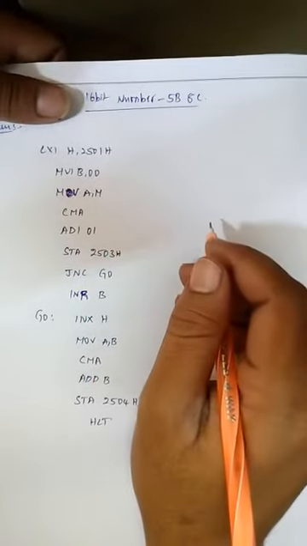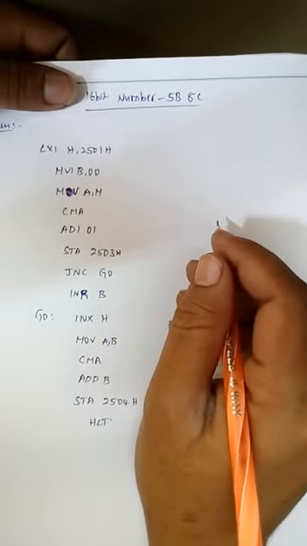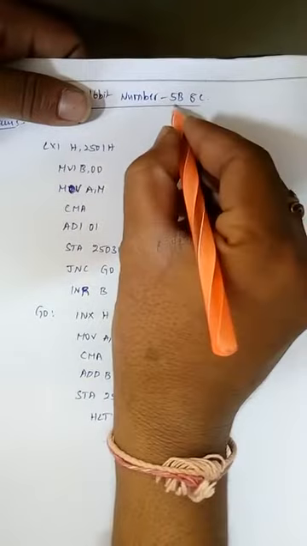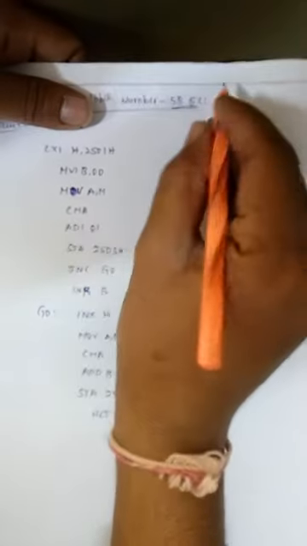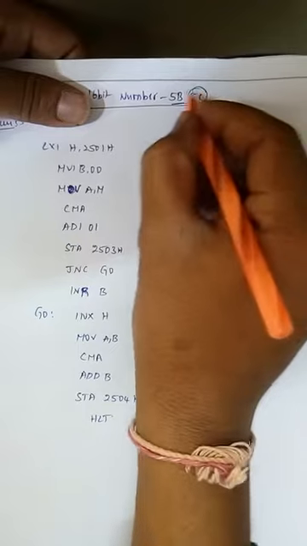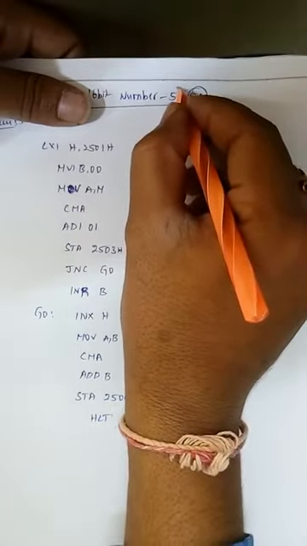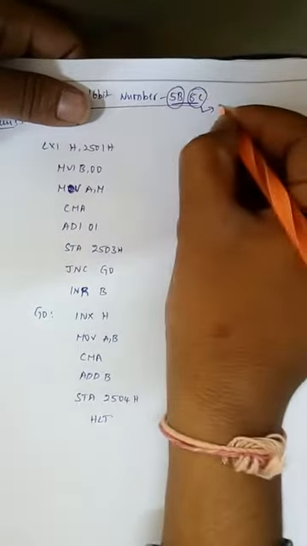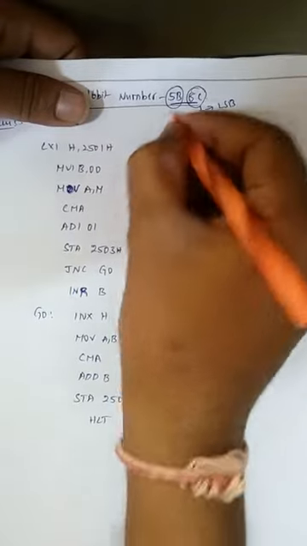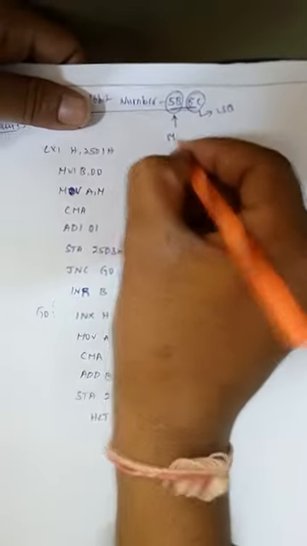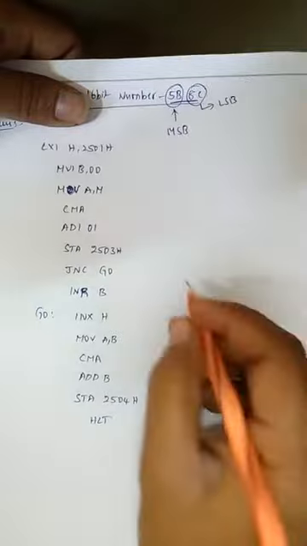Now I am going to explain 2's complement of a 16-bit number. Let us take the 16-bit number as 5B8C. So we have to divide this 16-bit number into two 8-bit numbers: 8C, which can be represented as the LSB part, and 5B, which can be represented as the MSB.